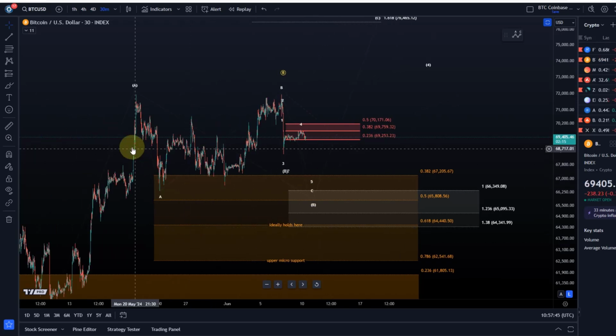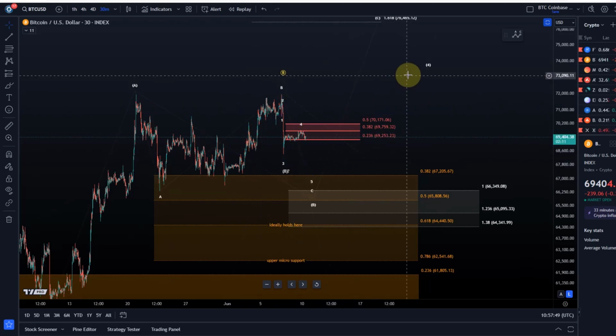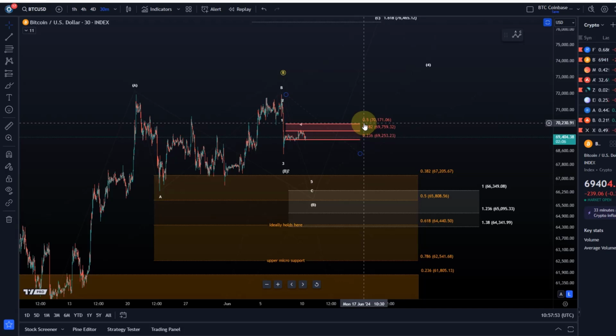So this is sort of the range we're dealing with at the moment. An upside breakout of the range would mean the initial indication would be a break above 70,171, but better would be a break above the 71,800, 71,900 area. That's my update about Bitcoin.